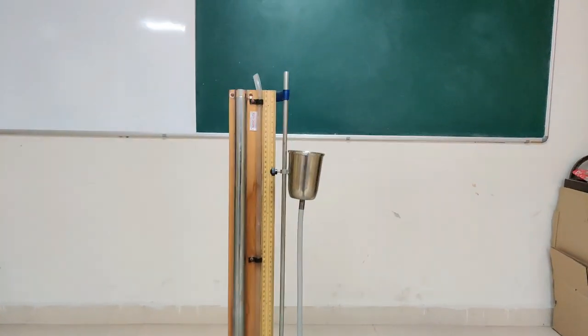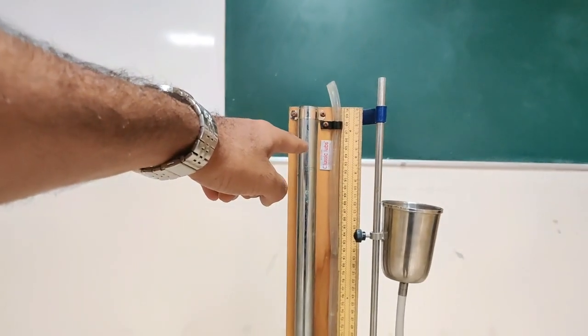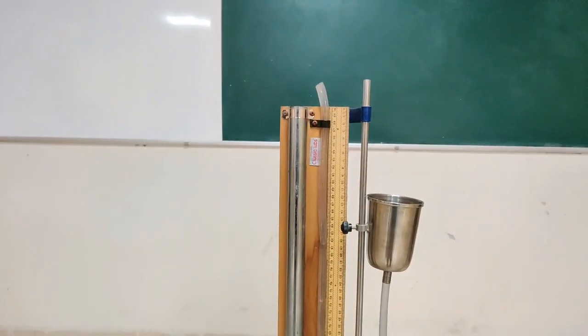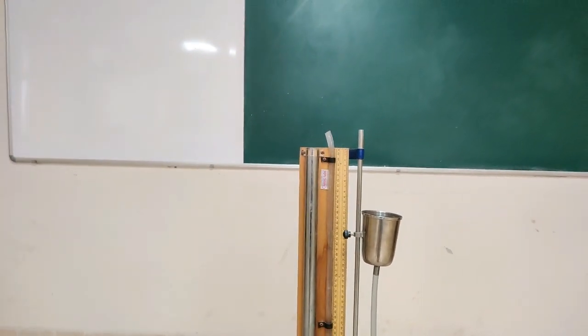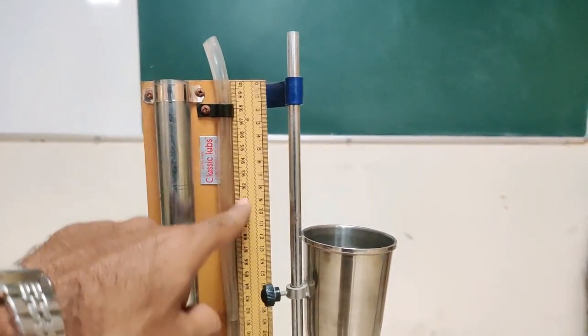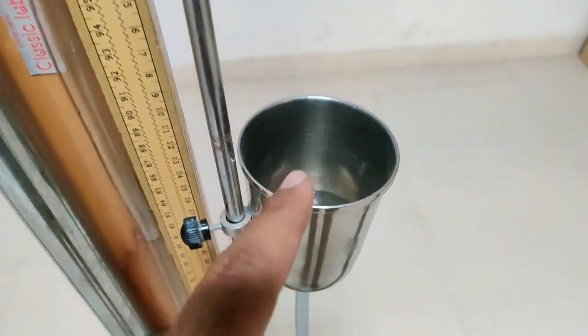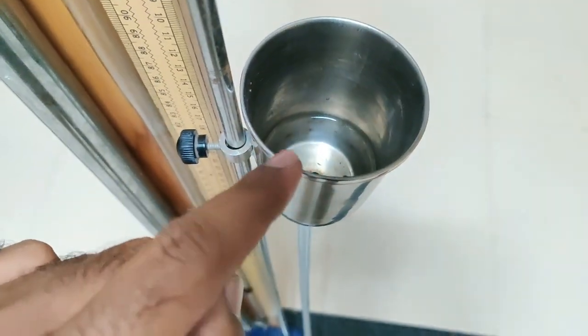Okay, see here, the steel pipe that we can see is called the resonance column, resonance tube. And here we have a meter scale. This is the meter scale. Okay, look here, this is the water reservoir. That means we have to put the water here. This is the water reservoir.